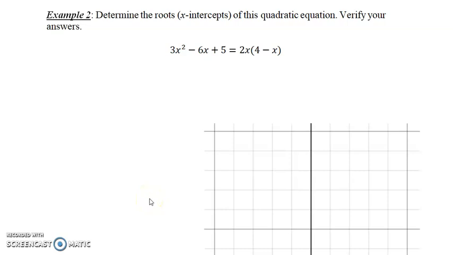Hello, welcome back. Today we're doing example 2, determining the roots, which are x-intercepts of the quadratic equation. So we all know what x-intercepts are. This will be the first time solving one quadratic, and we're going to verify our answers. Verifying your answers is just checking your work, just like you did when you solved linear equations. It's the same idea. So we're going to start off with this one here.